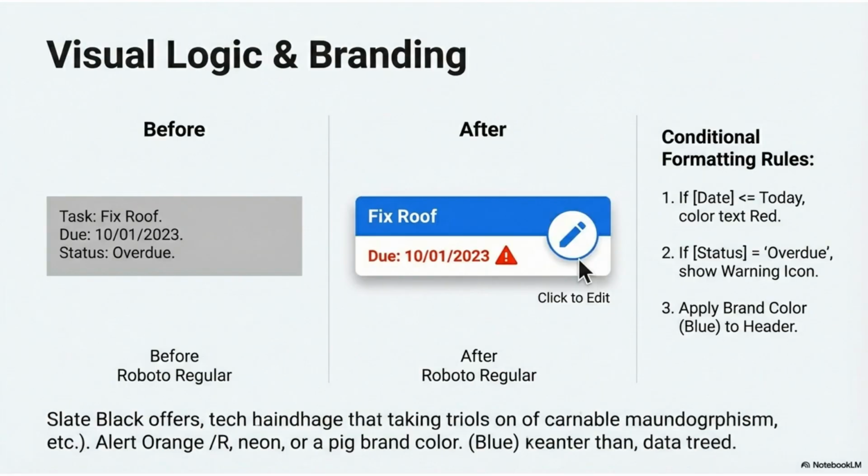Apply visual logic and branding using conditional formatting rules. You can change text color based on date, show warning icons for overdue statuses, and apply your brand's color to headers for better visual distinction.